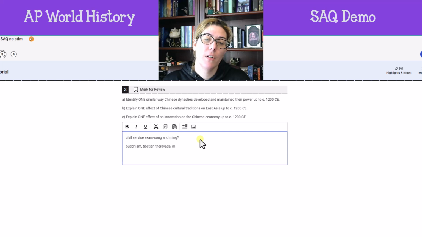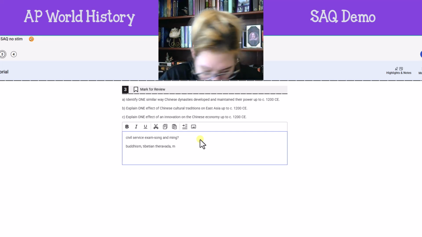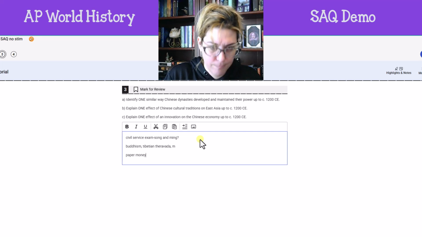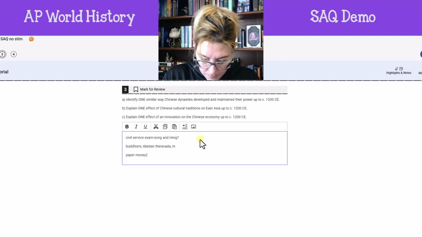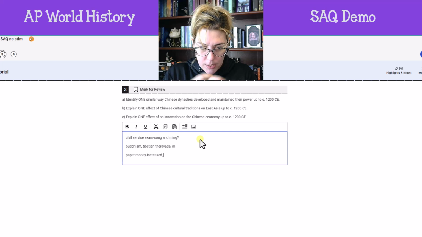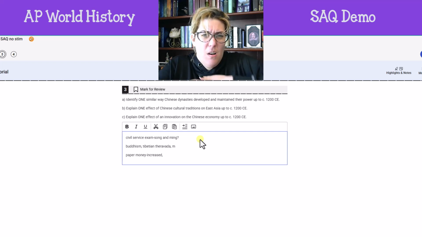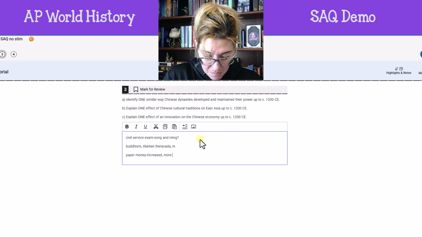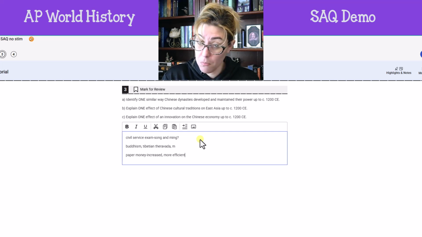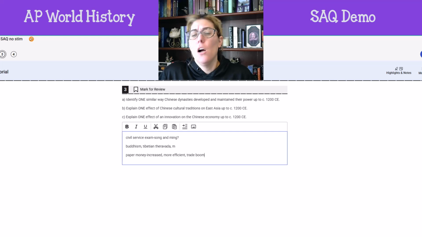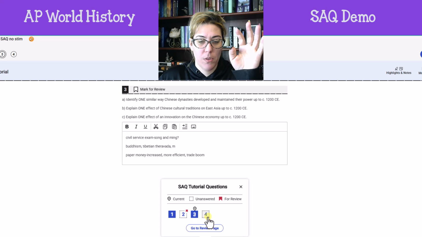Okay, one effect of innovation on the Chinese economy. Oh! Paper money! Duh. Increased or... not unified. Made it more efficient. More efficient? Question mark? Trade boom? Okay, so like I know words here, but I feel like I'm gonna get caught up on the next one. Let's just see what the 4th one is just in case.